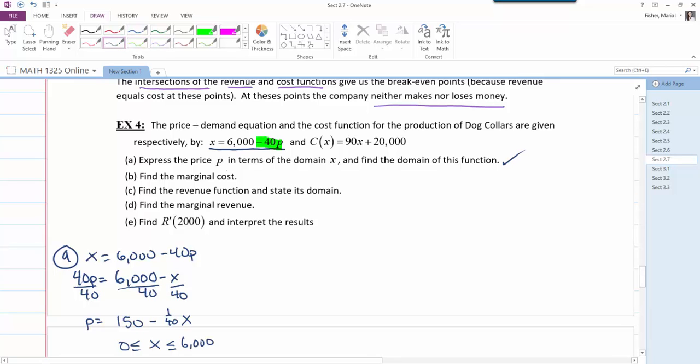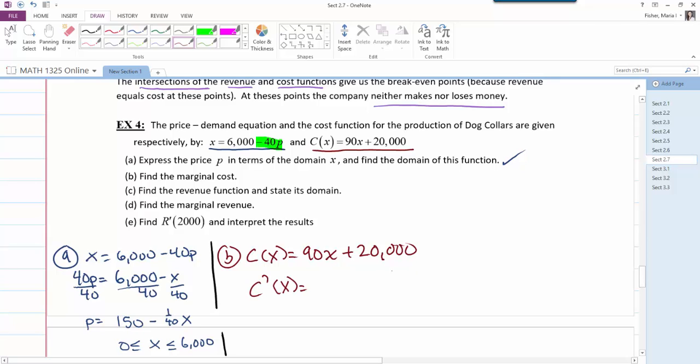Part B asks you to find the marginal cost. Anytime you see the word marginal, we know that what we need to do is find the derivative. So if this is my cost function, C(x) = 90x + 20,000, the marginal cost, C'(x), is going to be the derivative of this. The derivative of 90x, remember, whenever x is to the first power, it's just the coefficient, so it's 90. And 20,000 is a constant, so its derivative is 0 and we don't need to write it. So C'(x) is 90.